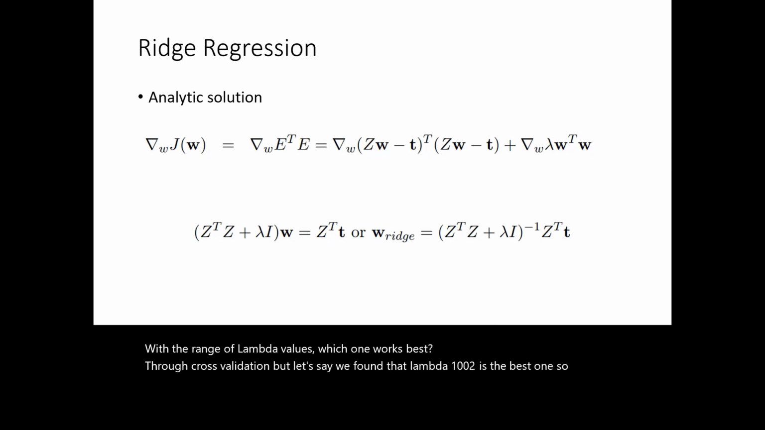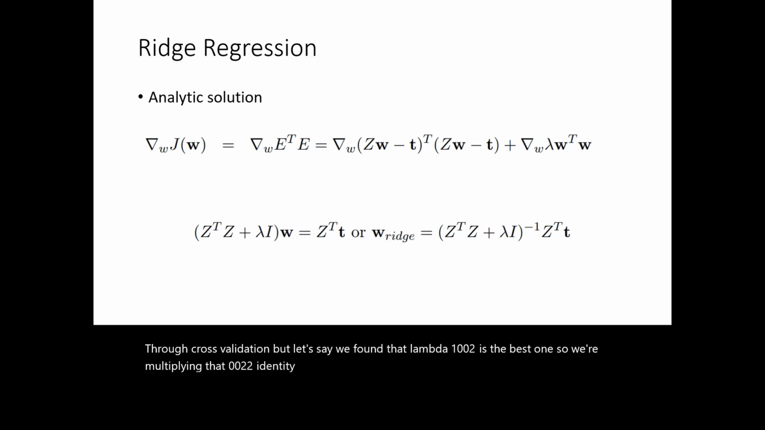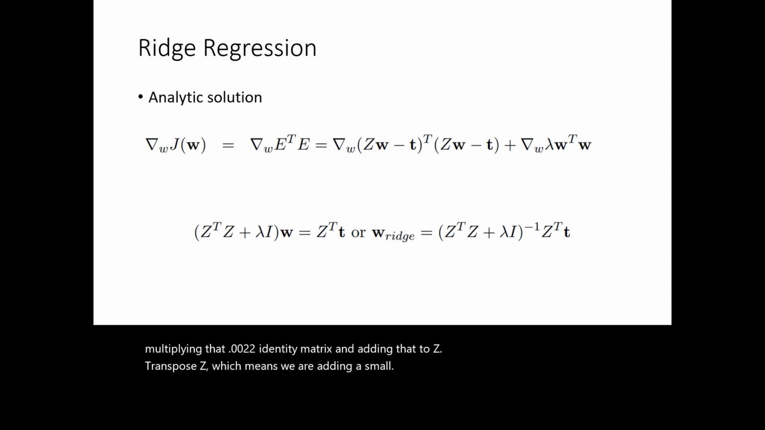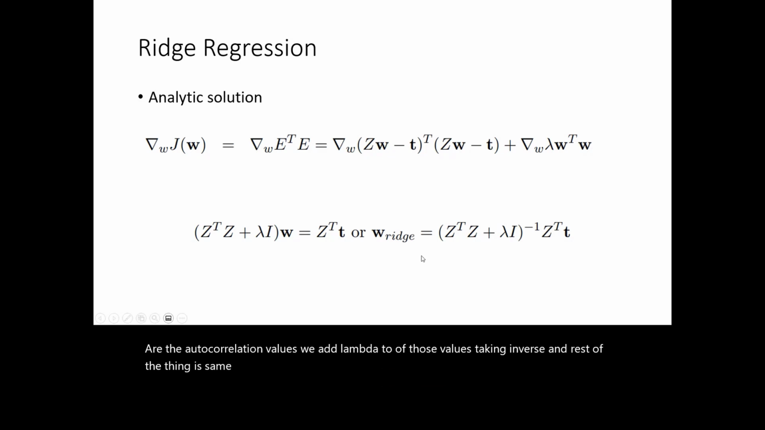So we are multiplying that 0.002 to the identity matrix and adding that to Z transpose Z, which means we are adding a small number, lambda, to the diagonal of the correlation matrix. If you want to visualize that, Z transpose Z is the correlation matrix of normalized data. The diagonal of that matrix are the autocorrelation values. We add lambda to each of those values, take the inverse, and the rest of the thing is the same as our normal equation. All we are trying to do here is add some regularization to the diagonal components.